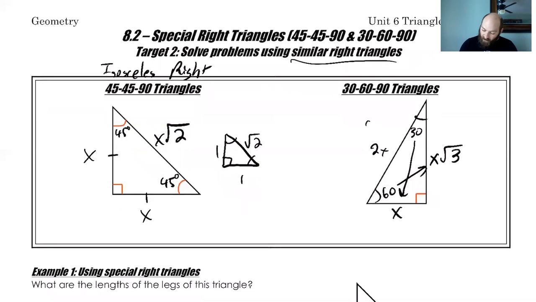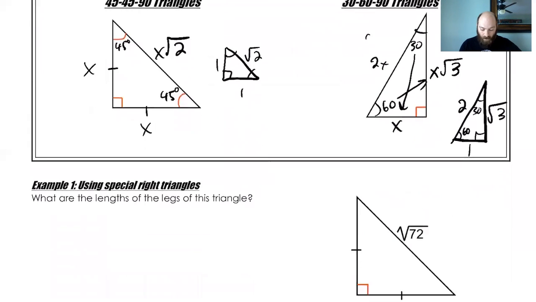Same thing over here. If I look at a 30, 60, 90, okay, so 30, 60, 90. So across the 30, I'm going to call it 1. I'm going to double that over here for 2, and root 3 is that leg. So again, you can set up ratios and proportions for all these things.